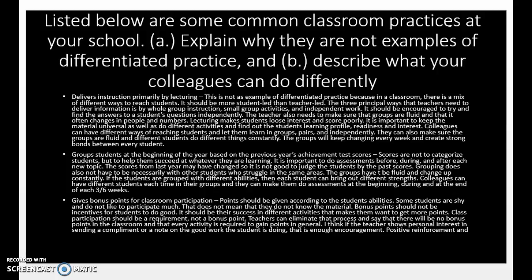I think it's so important for students to have that chance to prove themselves again the year after, to start over. That's what I want to do in my own classroom. I want my kids to be able to prove themselves to me, not judge them based on past grades or past behavior. And the third one says, gives bonus points for classroom participation.